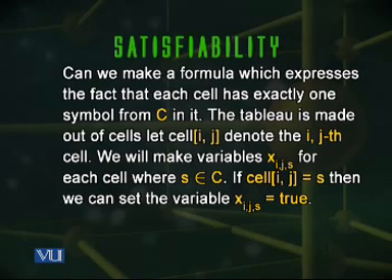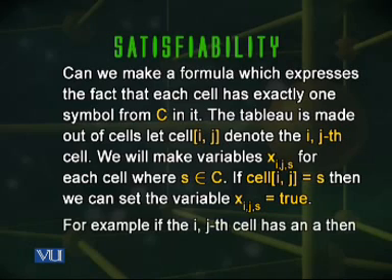What we will do is we will make variables x sub i, j, s for each cell and each s in C. If the cell ij contains s, then we will set the variable x sub i, j, s equal to true. Otherwise, we will set it equal to false. So, for example, let us say that the ijth cell contains a. Then we'll set the variable x sub i, j, comma a to be equal to true.